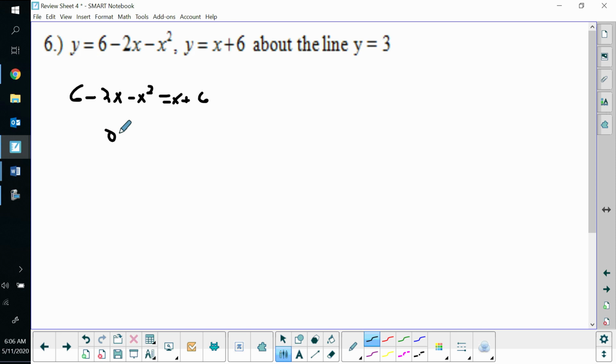Maybe we'll get everything over to the right, so we have a positive x squared. And the 6's will wipe out. So we can pull out an x. So we get x equals 0 and x equals -3.